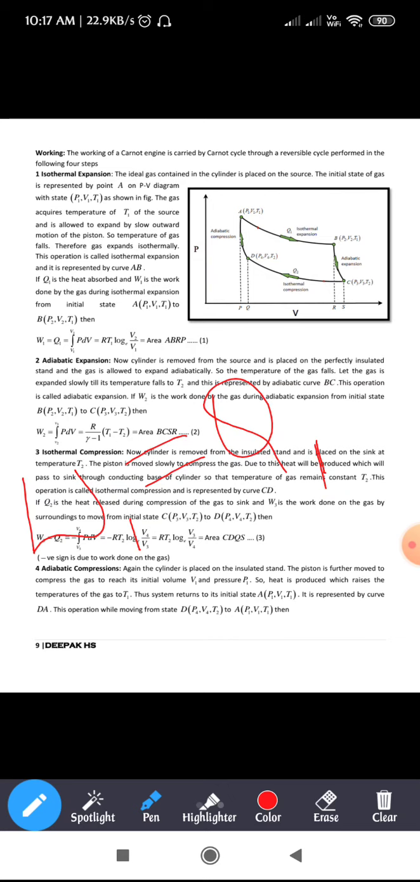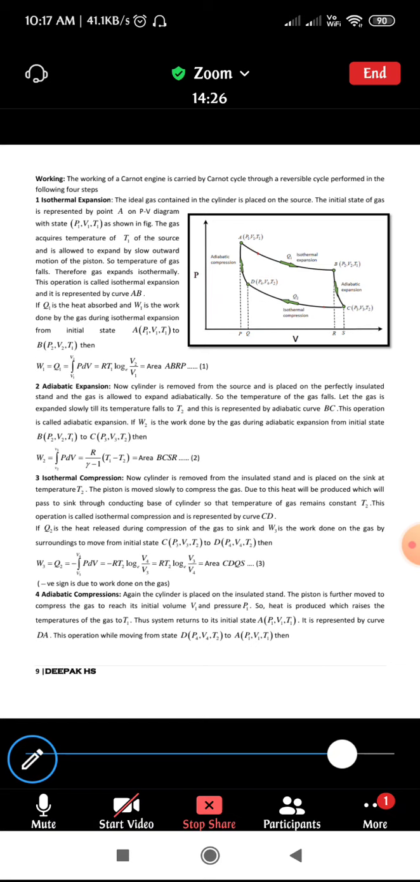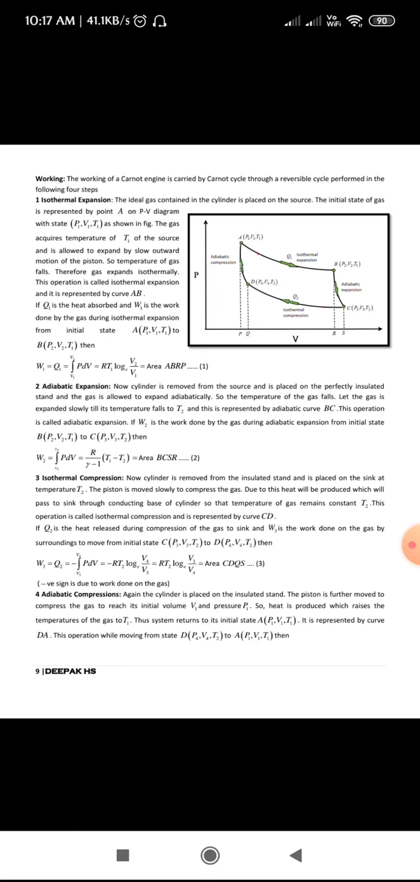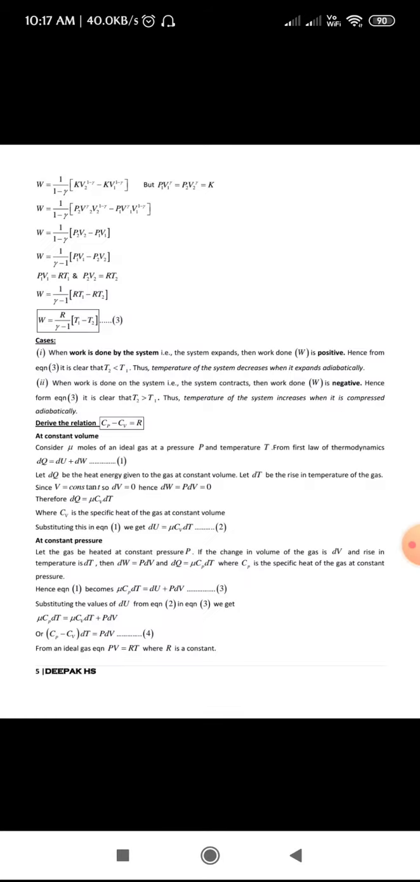equal to Q1, you can write that is nothing but equal to PdV. As you know, the integral we are going to take from V1 to V2. Why is that? You know that V1 is the initial volume of the gas and V2 is the final volume of the gas. So what is the equation of work done in an isothermal process? Just I'll show you. I don't know whether you remember or not.